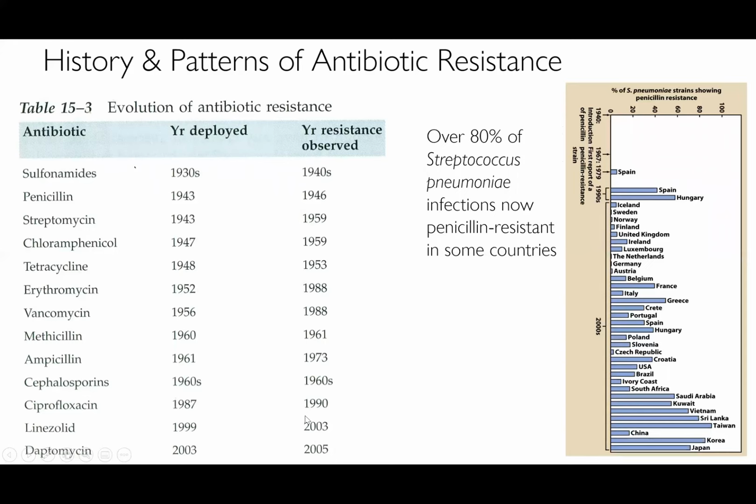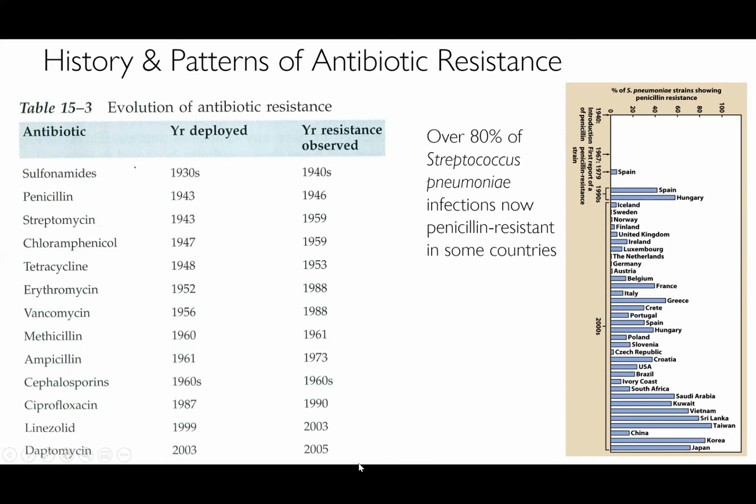There is a huge reservoir of antibiotic resistance out there in nature, in particular in soil, where bacteria are producing lots and lots of antibiotics to be more competitive. But what you notice is that antibiotic resistance evolves quickly. Penicillin took 3 years. Chloramphenicol, a really powerful antibiotic against gram-positive bacteria, took about 10 years. Methicillin took about 1 year, while vancomycin took about 32 years. But even with modern antibiotics, daptomycin, again a really powerful antibiotic, took only 2 years to see clinical resistance.